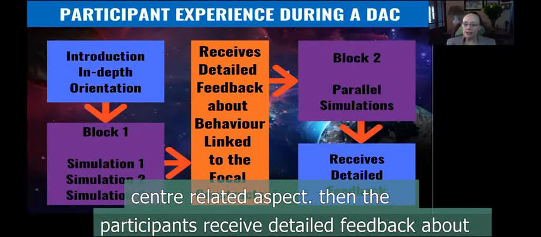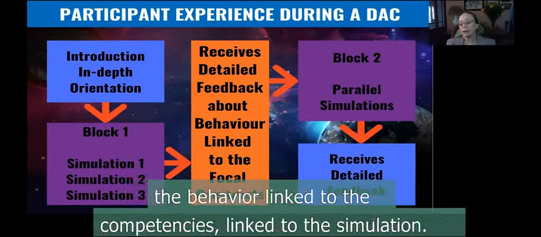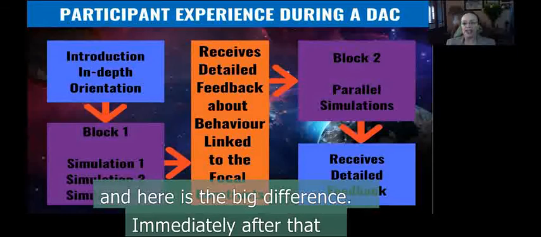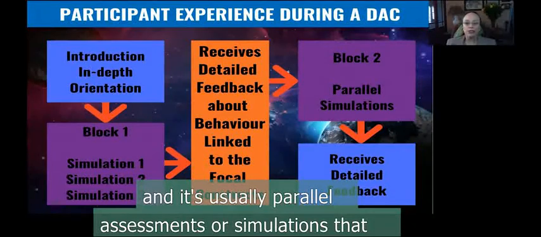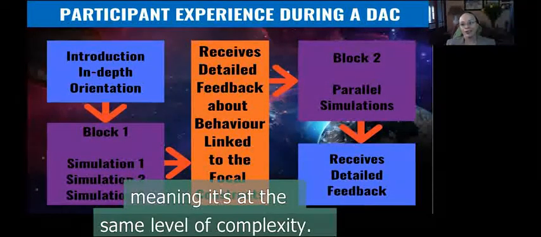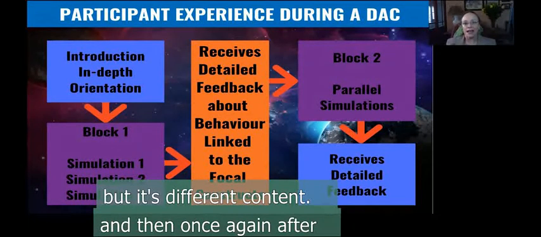Then the participants receive detailed feedback about the behavior linked to the competencies, linked to the simulations. And here is the big difference. Immediately after that feedback, they do block 2 of the simulations or assessments. And it's usually parallel assessments or simulations that they do. Parallel, meaning it's at the same level of complexity, but it's different content.